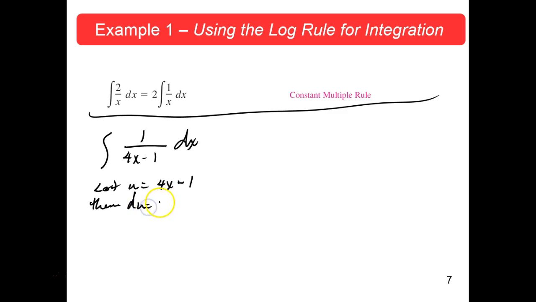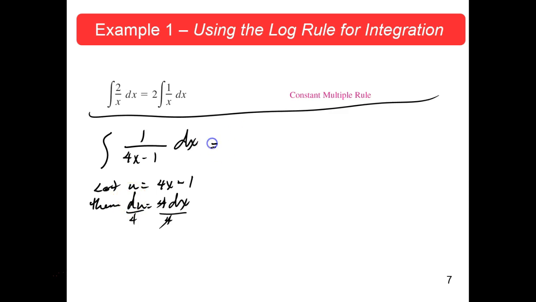du is equal to dx, okay? Well, we have a dx up there, but not a 4dx, so what could we do? Divide the whole thing by 4, right? So that makes dx equal du over 4.